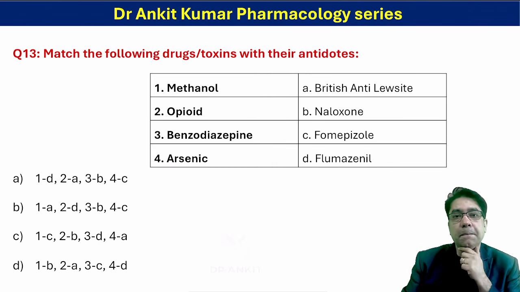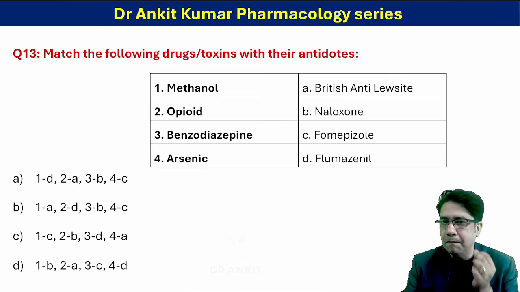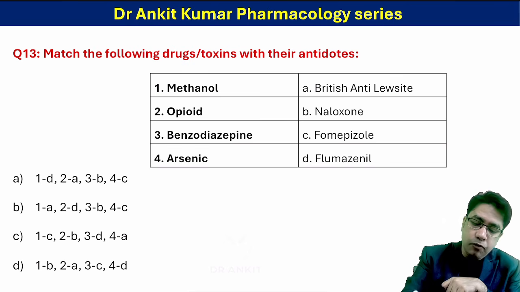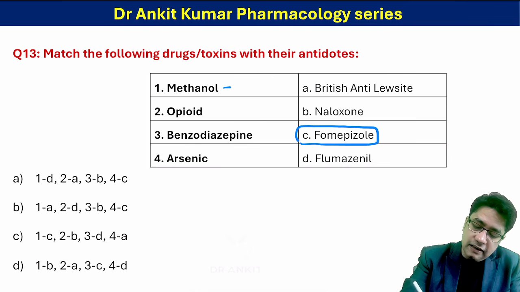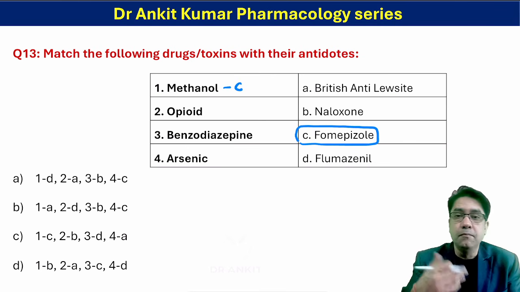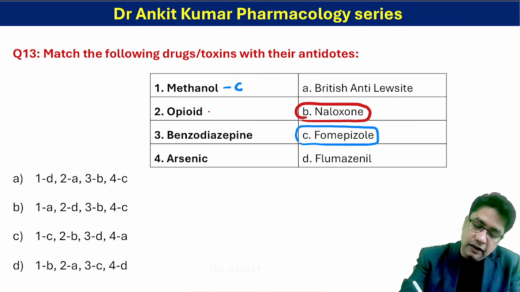Next question, match the following drugs or toxins with their antidote. We have discussed it many times. Methanol poisoning, what is the antidote? Fomepizole. It is an alcohol dehydrogenase inhibitor. So one is C. Opioids like morphine, codeine, heroin, the antidote is naloxone. So the option is B.